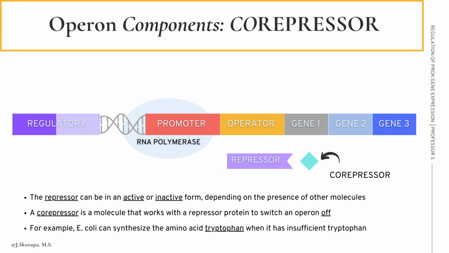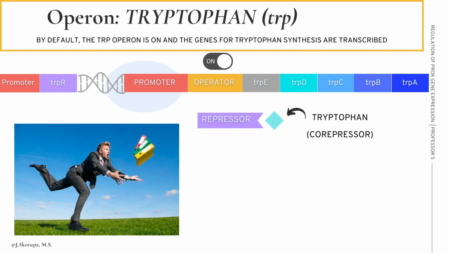For example, E. coli can synthesize the amino acid tryptophan when it has insufficient tryptophan. Tryptophan is a co-repressor, as we will see shortly. The tryptophan operon will be the first one that we focus on in this lecture. By default, the trp operon is on, and the genes for tryptophan synthesis are transcribed.